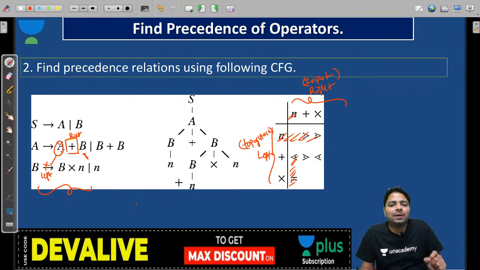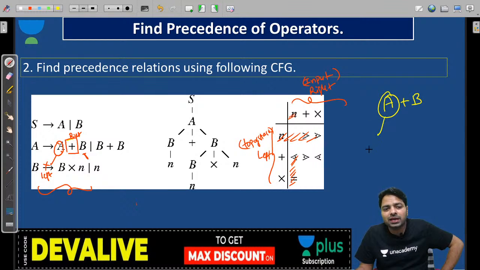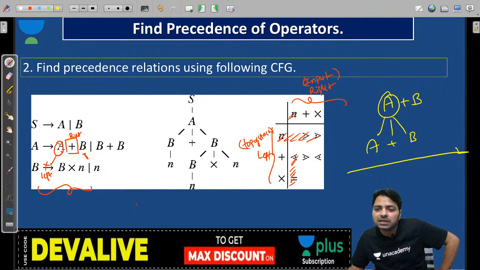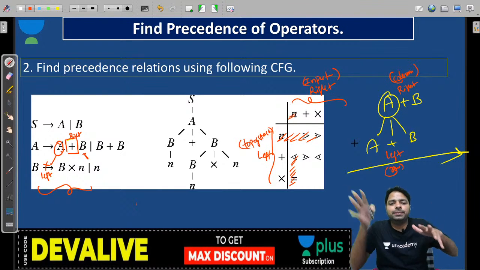When you are having 2 plus, draw a tree. A plus B, and this A will give you another A plus B. And in the parse tree, always left to right scanning. This is the left operator. This is the right operator. Left means row and right means column. Always, not now, every time. Left means row, right means column.